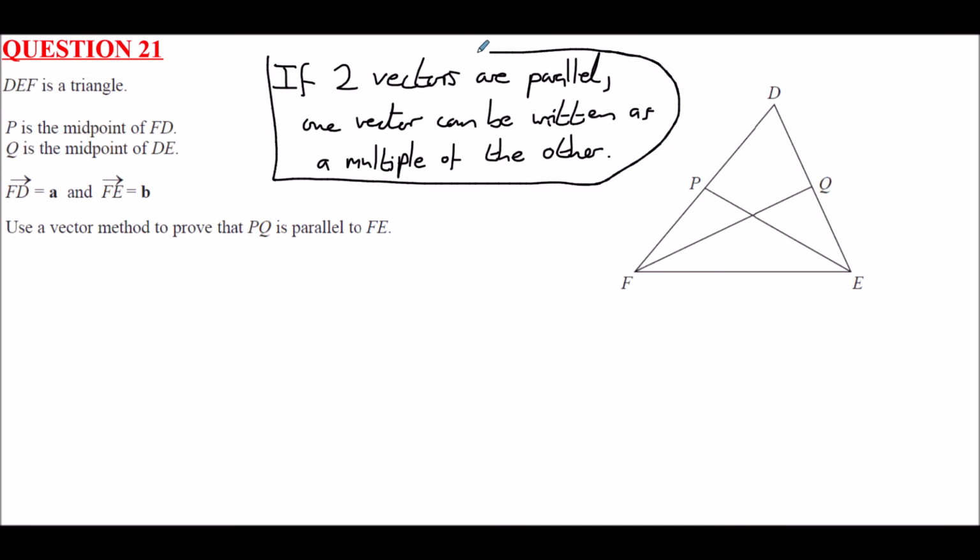So first of all, let's think about PQ. We know that FE is simply B. From P to Q, we don't know how to get from P to Q directly. So what we could try to do is go from P to D, and then once we're at D, go from D to Q. Now PD is half the distance of F to D. So from P to D, that's going to be half of what FD is. So I'm just going to rewrite what PD is in terms of FD.